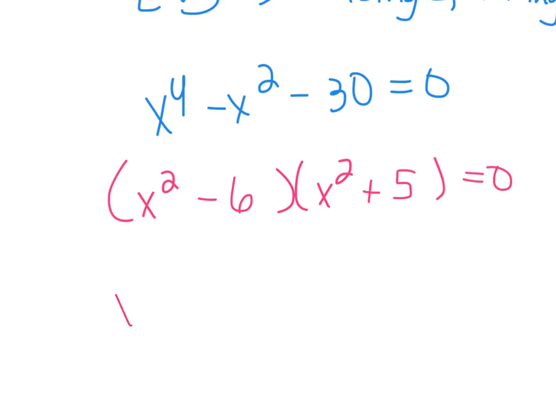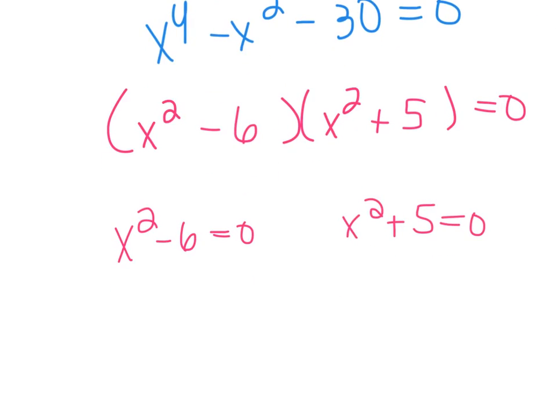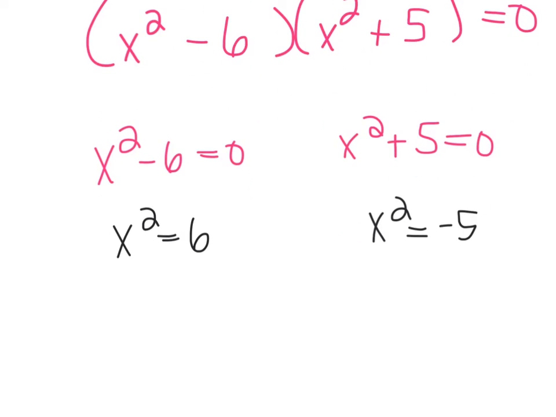Now what do I do? Okay, set everything equal to 0. So x squared minus 6 equals 0. X squared plus 5 equals 0. Now what? Okay, so I have x squared equals 6. Here I have x squared equals negative 5. Agreed? Last step, I physically put the square root on. Yes, so x equals here plus or minus the square root of 6.